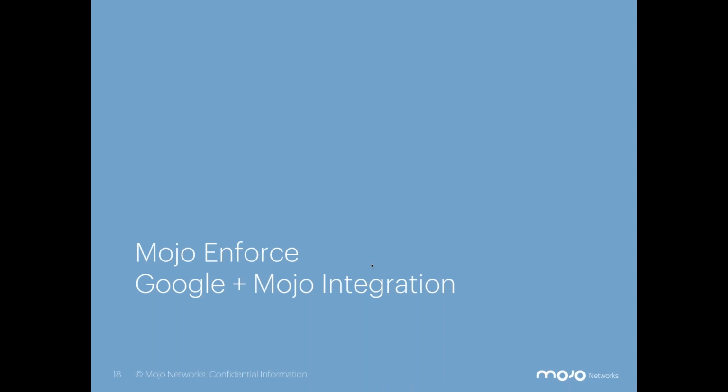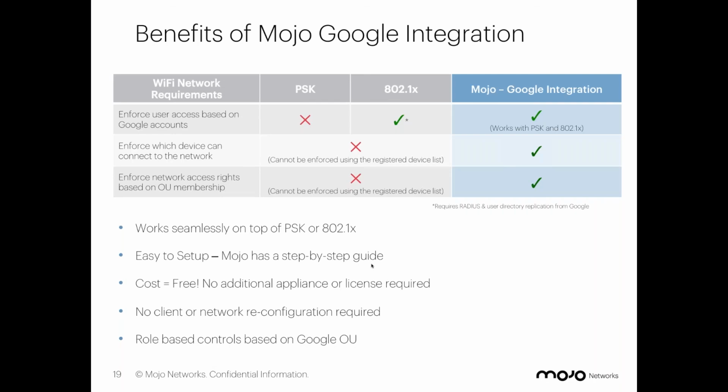So with Mojo Enforce, with the Mojo Google integration, you can put another layer of security on top of PSK and 802.1x. So you're still using the 802.1x and PSK authentications of 802.11, but you're adding another layer of security on top of it. It's pretty easy to set up. There's quite a few steps on the Google side. There's very few steps on the Mojo side. There's a handful. We have a guide that we've put together that will walk you through all those steps. So as long as you have Google set up, getting it connected to Mojo is actually a pretty straightforward, step-by-step process.